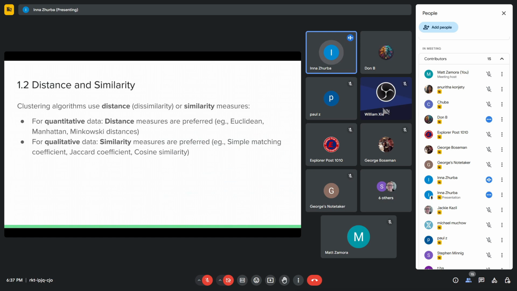We can try to cluster numerical data or categorical data. For numerical, quantitative data, we use distance as a measurement. We can use various types of distance, Euclidean, Manhattan. I will not go into detail on those. And then for qualitative data, we use similarity as the measurement.